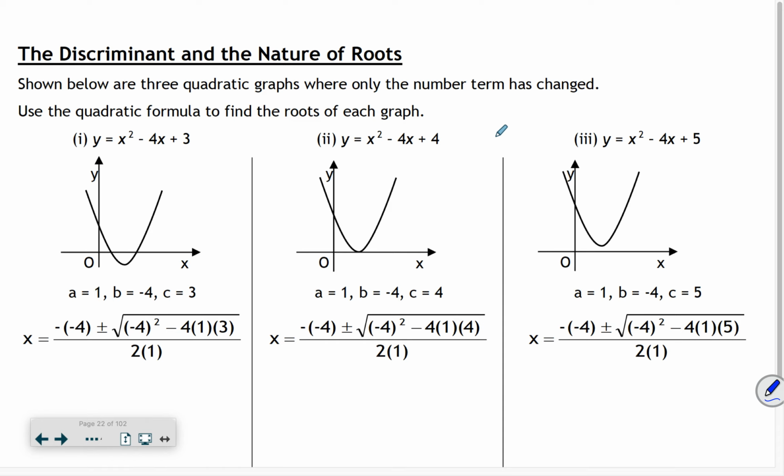Let's take a look at the next part of the quadratics topic. So this bit now talks about the discriminant and the nature of the roots. Now we saw something about nature in the last topic back in Unit 3, but that was us talking about the nature of the turning point. This is actually talking about the nature of the roots.